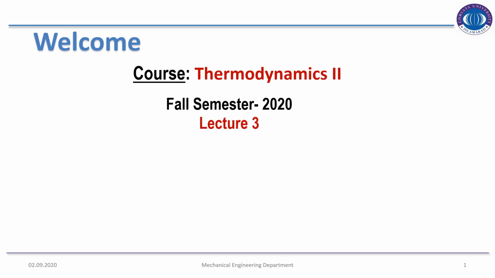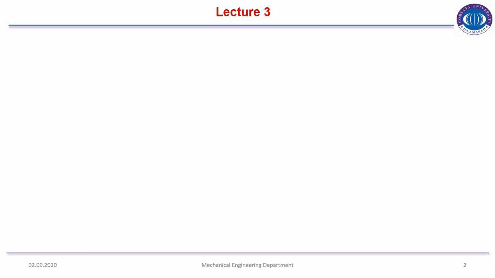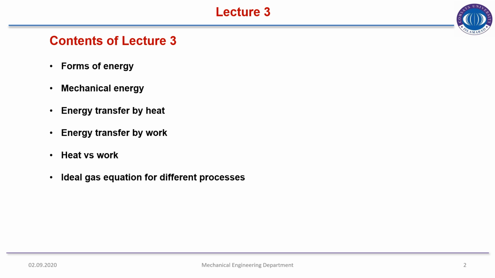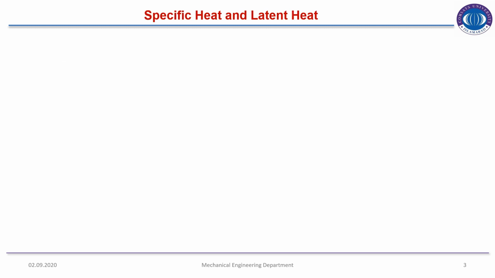I welcome you all to the third lecture of Thermodynamics 2. The contents of lecture 3 are forms of energy, mechanical energy, energy transfer by heat, energy transfer by work, heat versus work, ideal gas equation for different processes, work done for different processes, polytropic index for different processes, specific heat and latent heat.